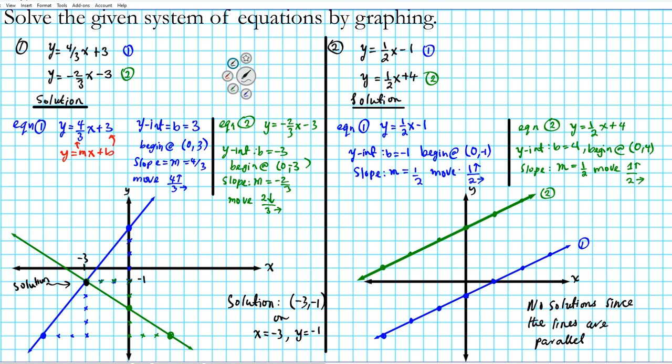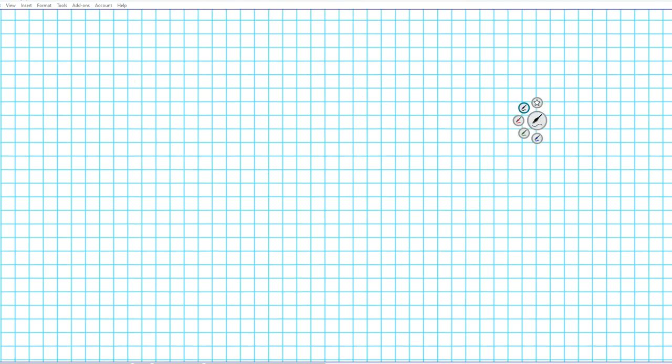All right, let's take a look at another example. What if the lines are presented in standard form? So for number 3, let's say we have the following system: 3x minus 2y equals -2, and x plus y equals -4. Okay, so let's take a look at how to solve this system by graphing. Let's label them equation 1 and 2.